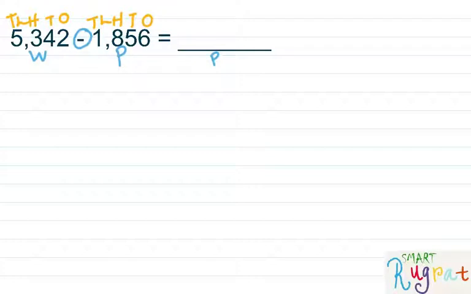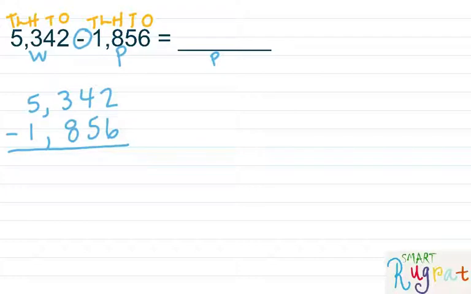Now that we did that, we are going to go ahead and write our algorithm stacked up. Greatest number on top. Make sure that they are lined up. Okay. Now I need to circle my symbol so I know I'm subtracting, and I'm going to also draw my place value chart.